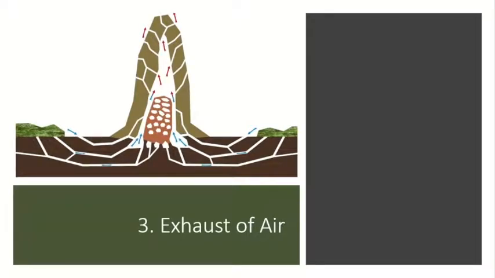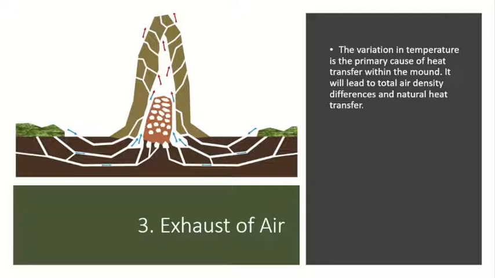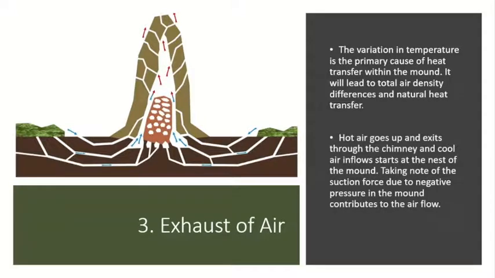Lastly is the exhaust of air. So the variation in temperature is the primary cause of heat transfer within the mound. It will lead to total air density differences in natural heat transfer. So hot air goes up and exits through the chimney, and cool air inflow starts at the nest of the mound, taking note of the suction force due to negative pressure in the mound, which contributes to the airflow.